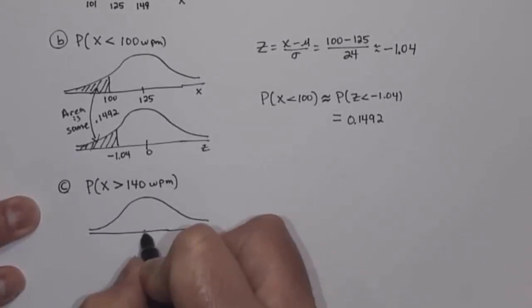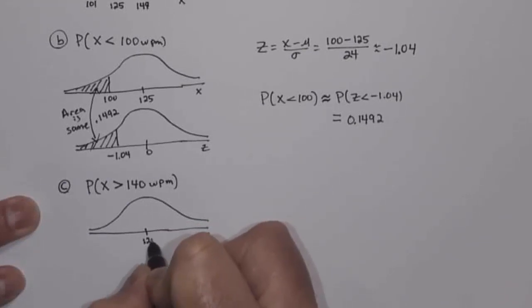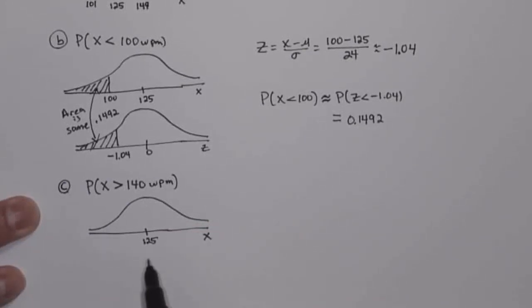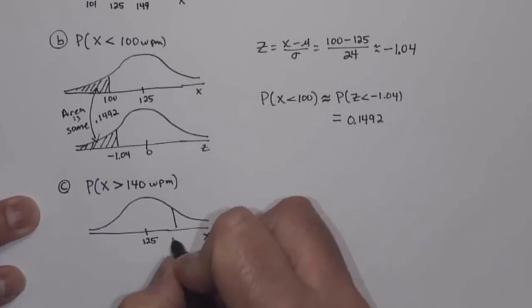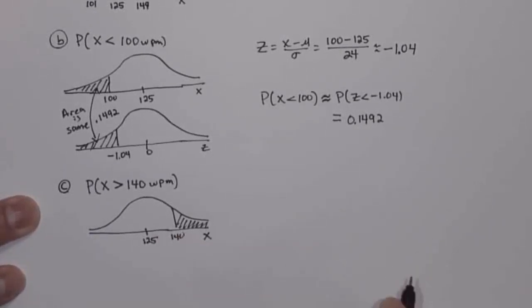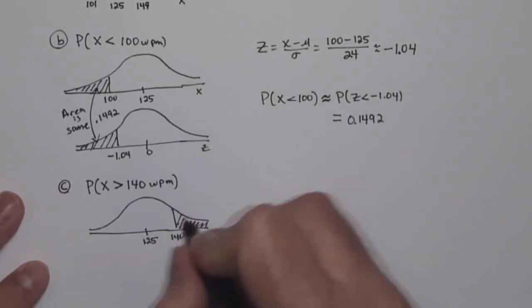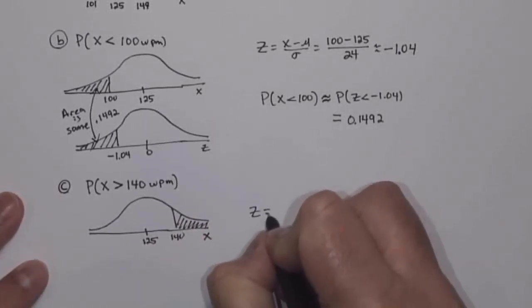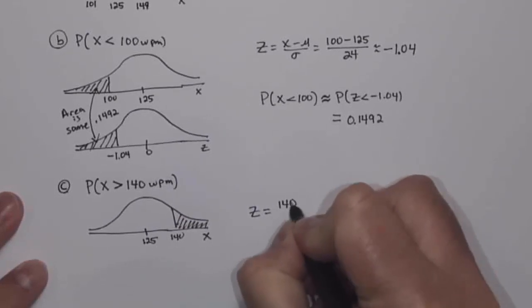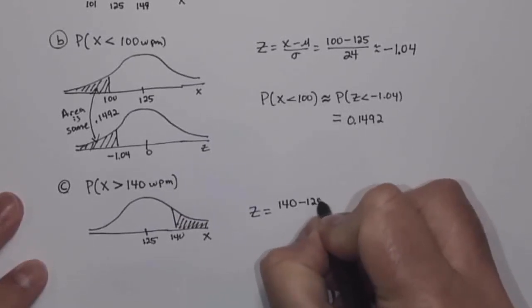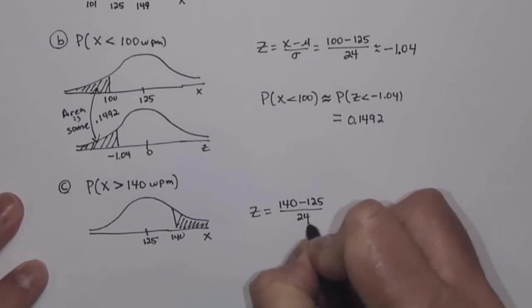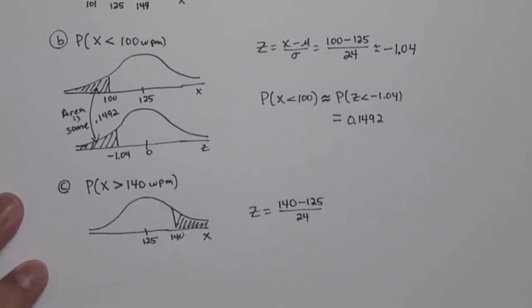So here is our model with 125 as the mean. So more than 140 words per minute, that's going to be this area here that we're looking for. Okay, so we can convert to a z-score. So z is going to equal (140 minus 125) divided by 24.